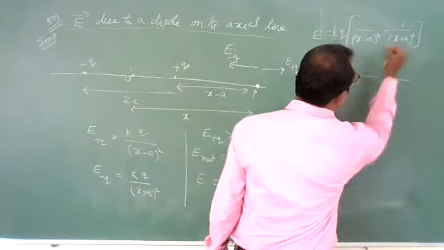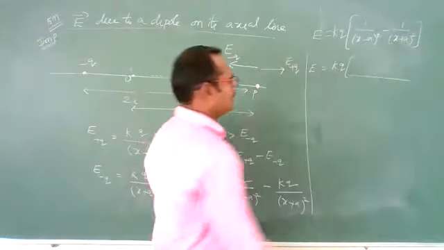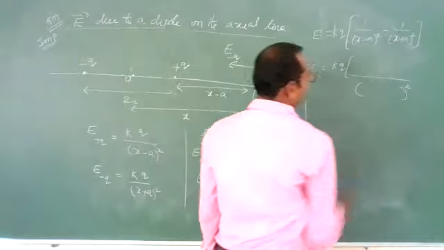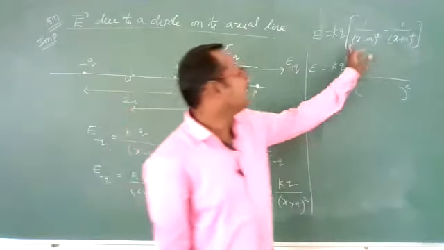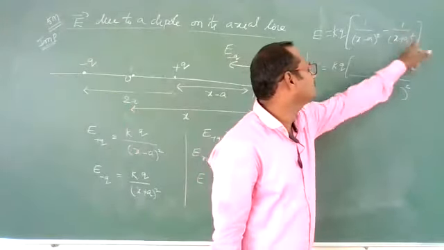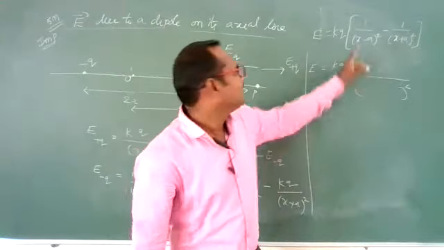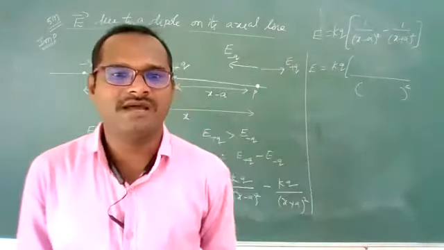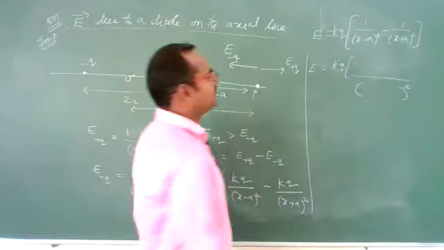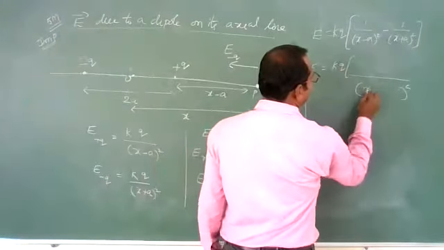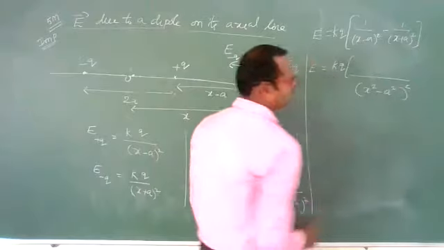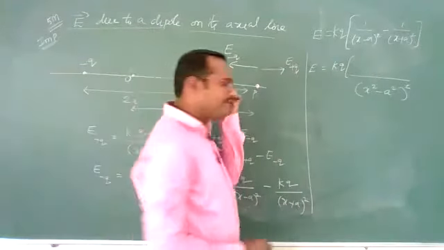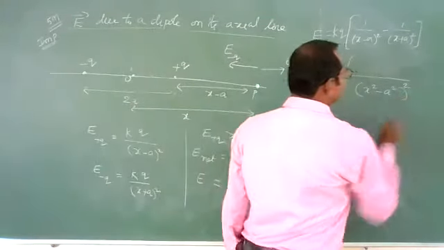What will be the LCM for these two? (x minus a) whole square is there, (x plus a) whole square is there, so this is common. Now using the formula (x minus a) into (x plus a), like (a plus b) into (a minus b) is a square minus b square, it will become x square minus a square. Okay students, it is x square minus a square.